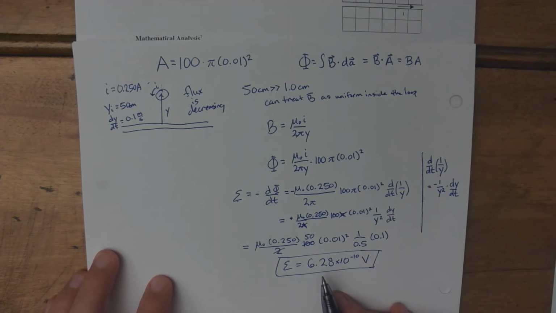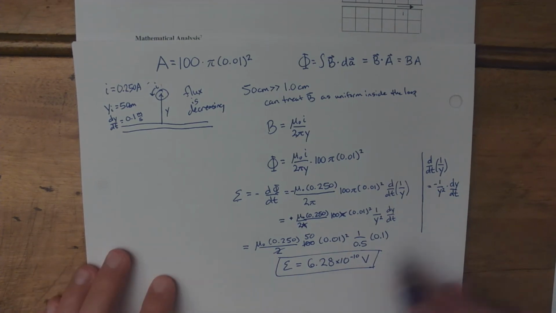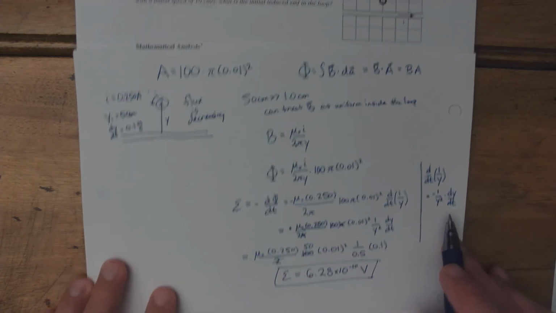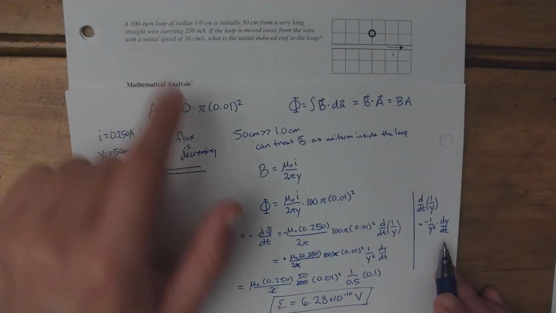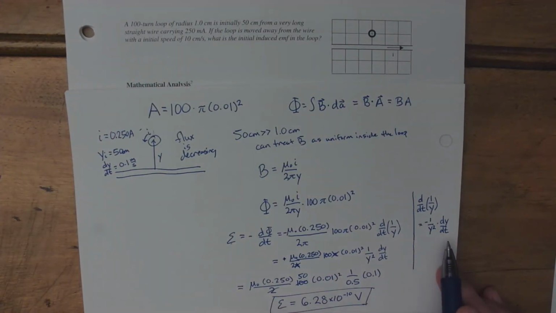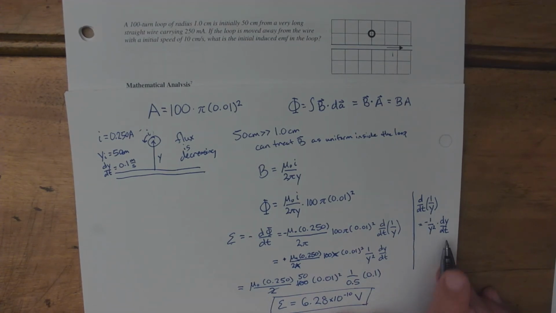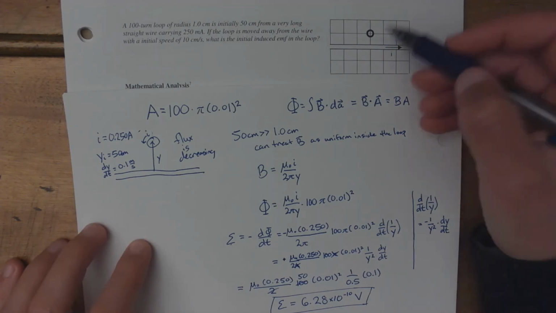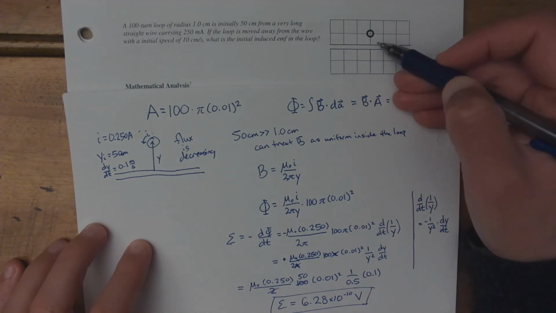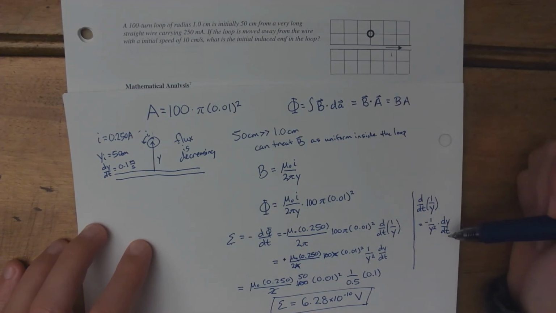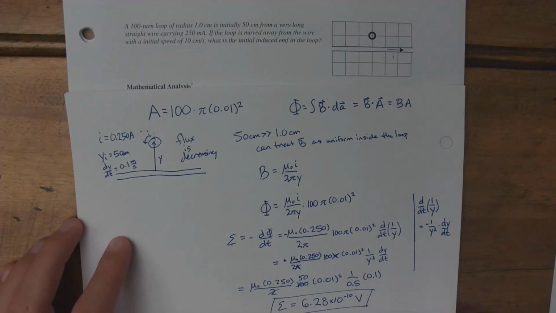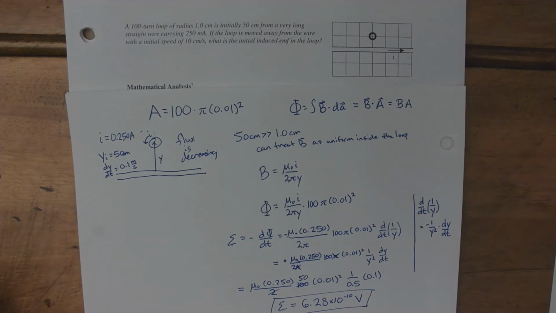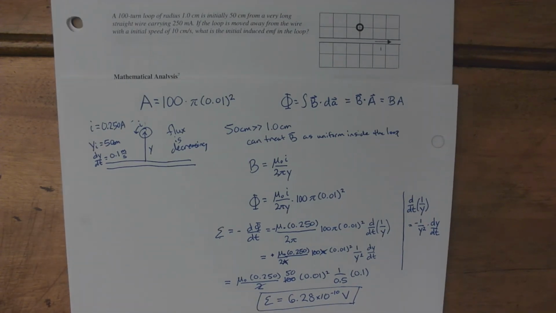Also in this problem, I didn't really mention it at the time, but we have a dy dt here, which I said was equal to the speed. And y is increasing, so dy dt would be positive. But if you are moving the loop closer to the wire instead of further away from the wire, then dy dt would be negative because y is getting smaller. So there's another sign that could come into play. Okay, so that concludes problem 33.